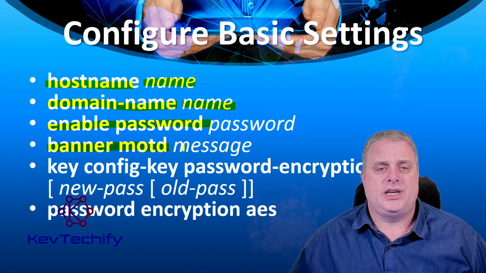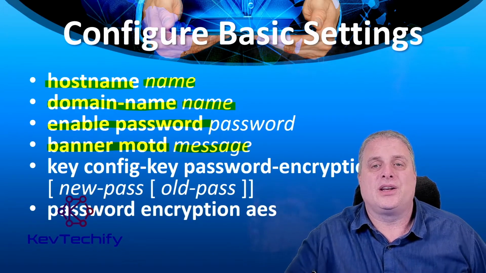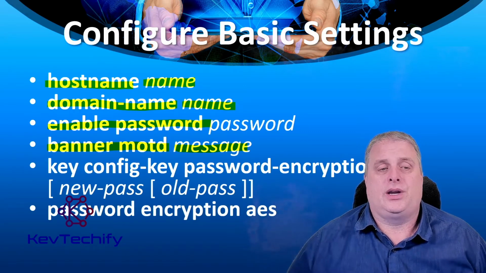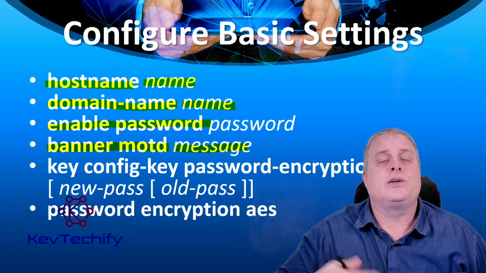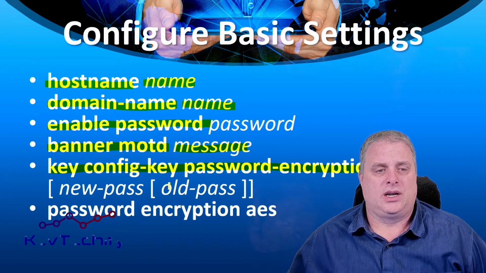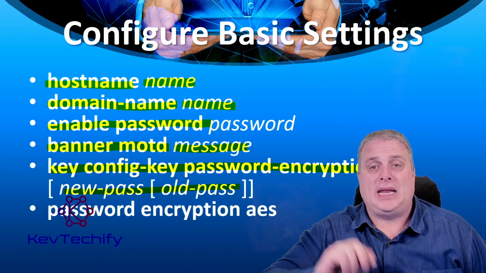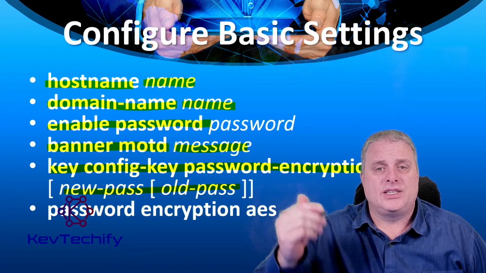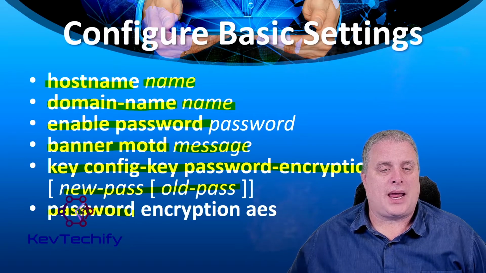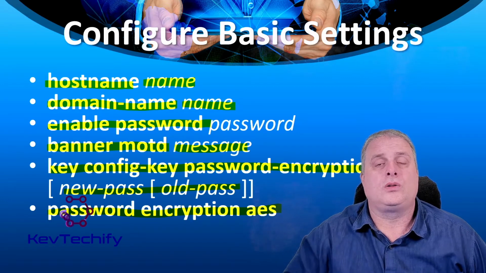So it's banner motd, and then you use the message. This provides legal notification and configures the system to display a message of the day banner when connecting to your ASA. The next thing we do is set our keys using key config-key password-encryption, and then new-pass, old-pass if required. This sets the passphrase, between 8 and 128 characters long, used to generate your encryption key. And the last thing we should do here is password encryption aes. This enables password encryption and encrypts all user passwords.